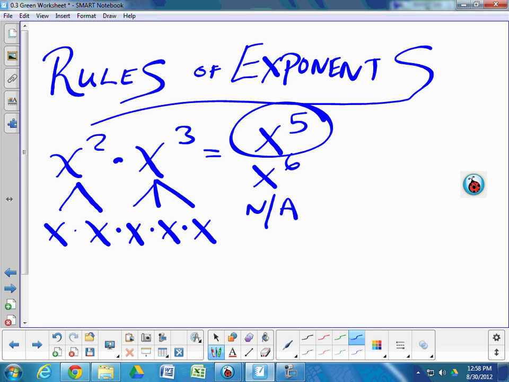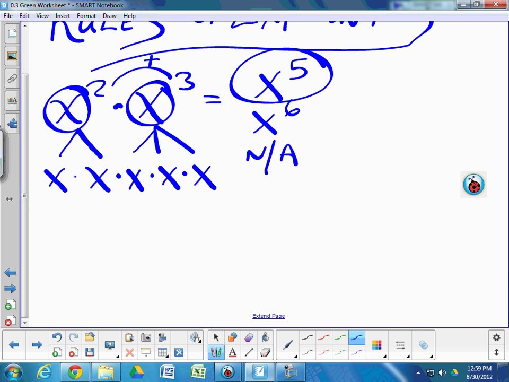So the rule is, when the bases match, you do what with the exponent? Add when you're multiplying. Okay? Now, one rule. Next rule.